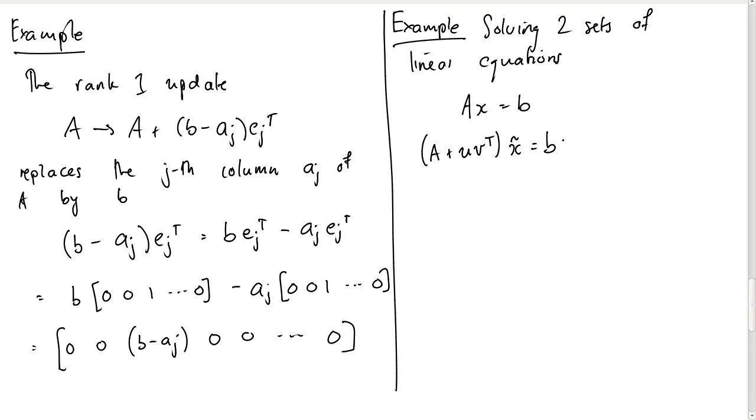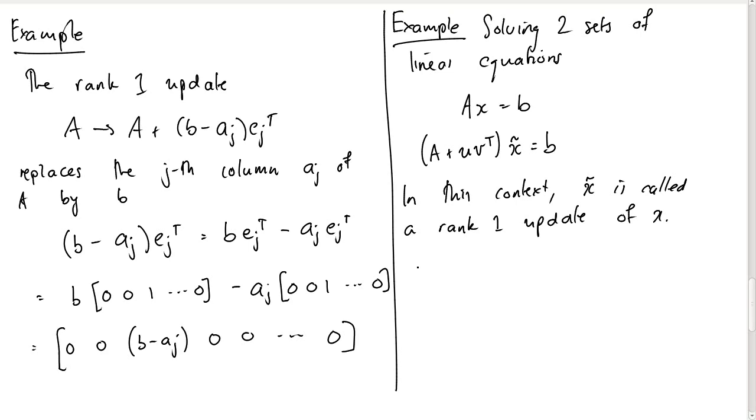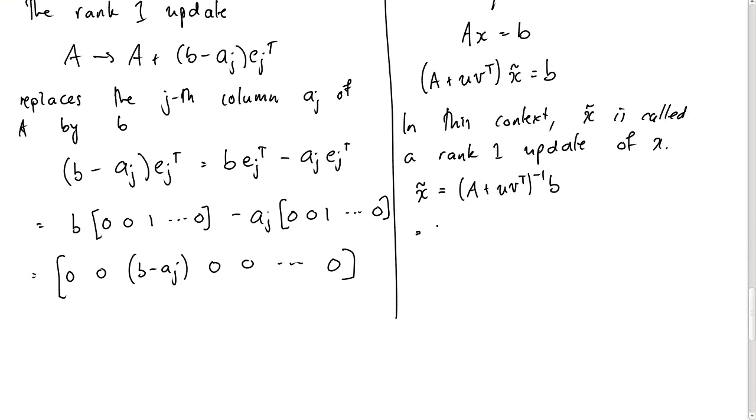Well, we'll apply the Sherman-Morrison-Woodbury formula to compute our x tilde. In this context, by the way, x tilde is called a rank 1 update of x. So we get that x tilde equals A plus u v transpose inverse b. We're just going to apply the Sherman-Morrison-Woodbury formula here, equals that horrible thing. Just written slightly differently from before, but it's the same thing. 1 plus v transpose A inverse u, A inverse u, v transpose A inverse, all times b.